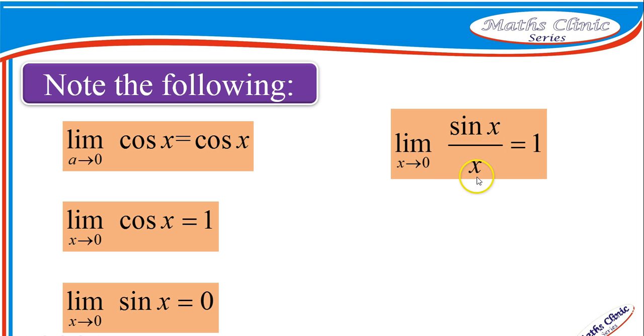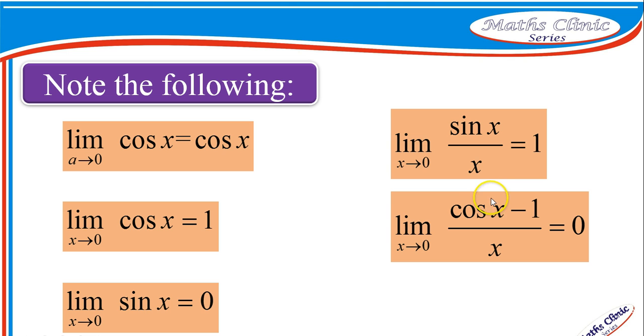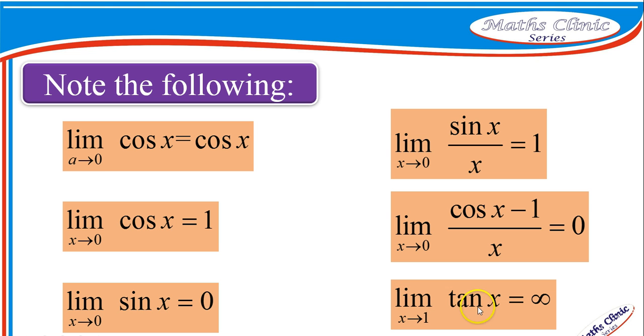Then another one I want you to take note of is the limit as x approaches 0 of sine x over x. Here, if you substitute 0, it will give you 0 over 0, which is undefined. But we don't just cancel; we have to simplify and we'll get 1. With limits, you will understand that one. The limit as x approaches 0 of cos x minus 1, all over x, equals 0. And finally, if you take the limit as x approaches 1 of tan x, it will give you infinity.